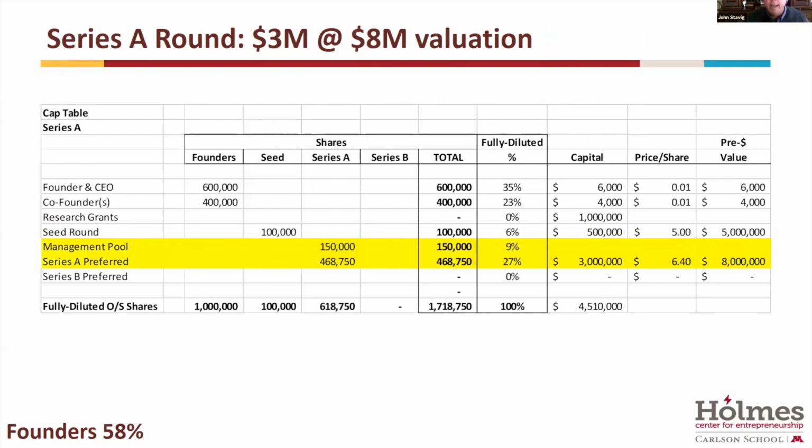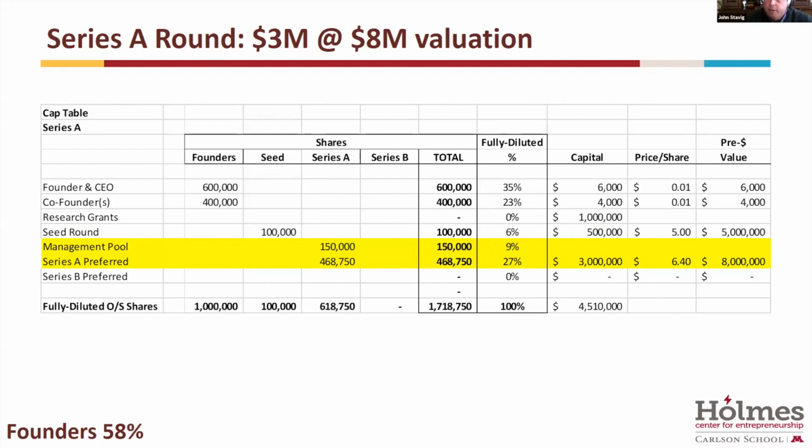So as we go forward, if we carry through the example, we go forward with the Series A round, a $3 million round at an $8 million valuation. So you're giving up a little less than 30% of the company.